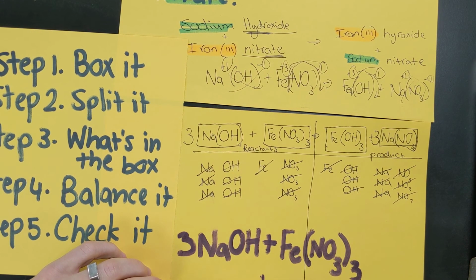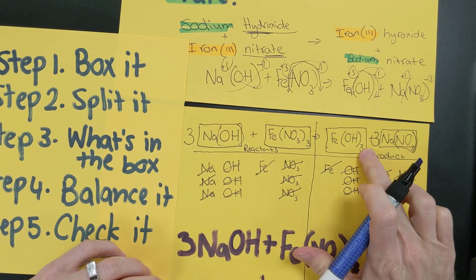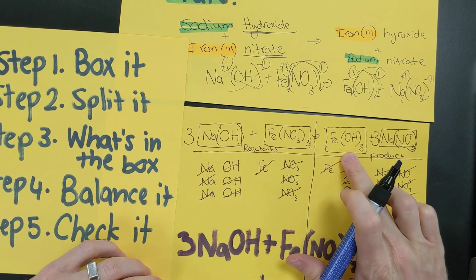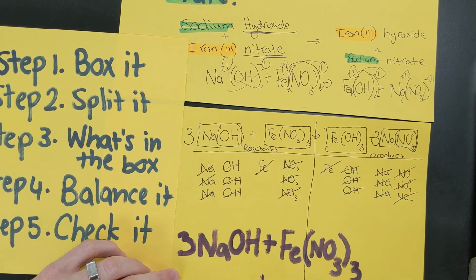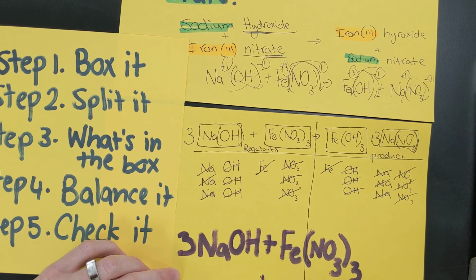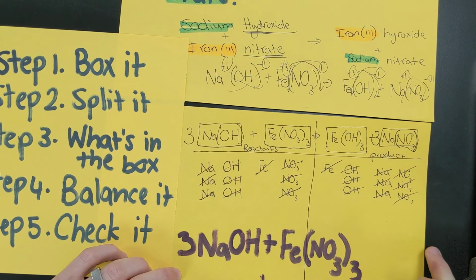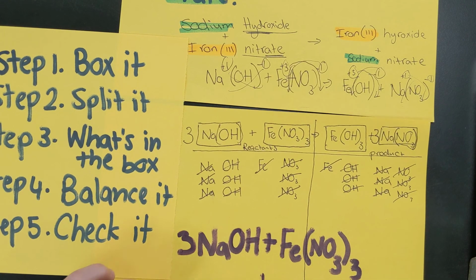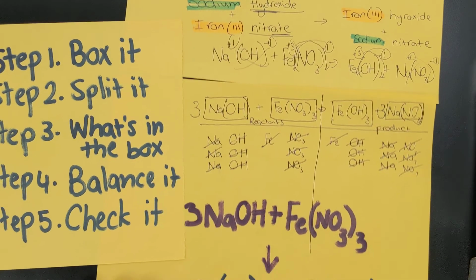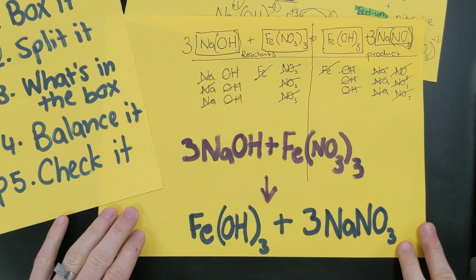Fe(OH) close brackets 3. Because we've got that subscript outside of it, we need to put those brackets in. Add that to 3 NaNO3. Once again, those brackets not needed because there's no subscript outside of the NO3. So it means everything after here is in that equation. Sorry, we'll bump that up so you can actually have a look-see.